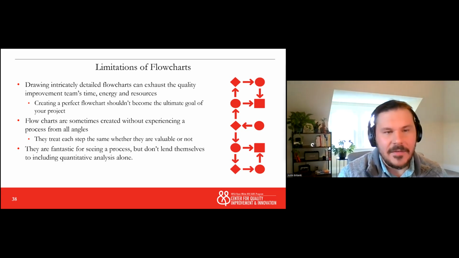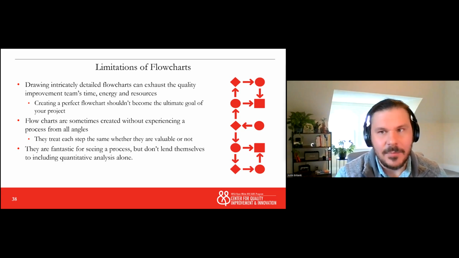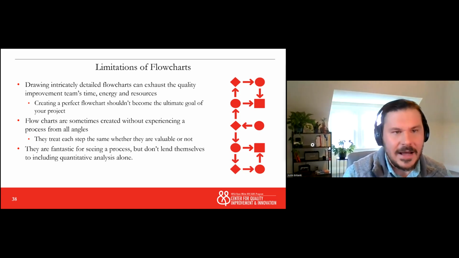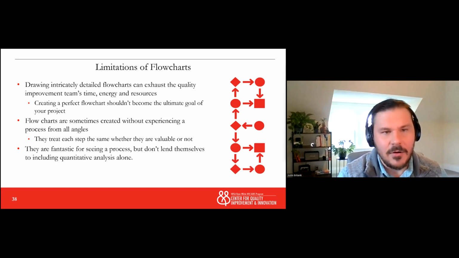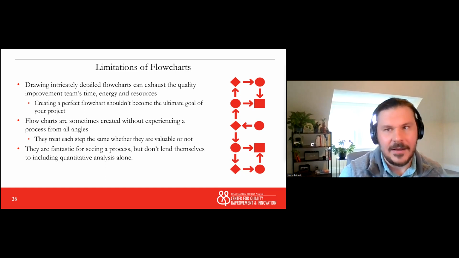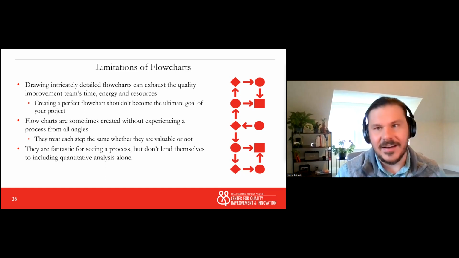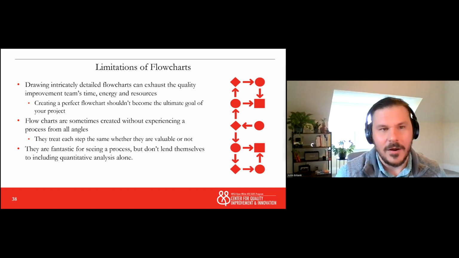We want to have that multidisciplinary team, including people with HIV, involved in the creation, because where ultimately we want to go is improving flow and creating value. So we want to have that perspective in there. And flowcharts are fantastic for seeing a process, but they don't lend themselves to quantitative analysis alone. So I say, start by capturing some of the times and things, just jotting them down in the margins of your flowcharts. That's a good way to start. And then next time when we talk about value stream mapping, you'll see the concept of how we bring a little bit more quantitative data into process mapping.